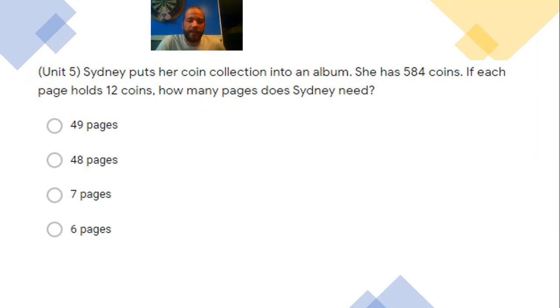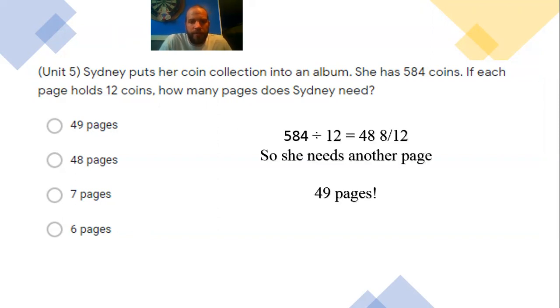So the idea is, if you figure out that she can fill 48 full pages, but she still has a couple coins left, then what do you need to buy? You need to buy yet another page. So what are you going to do with the remainder? You're going to add to it.